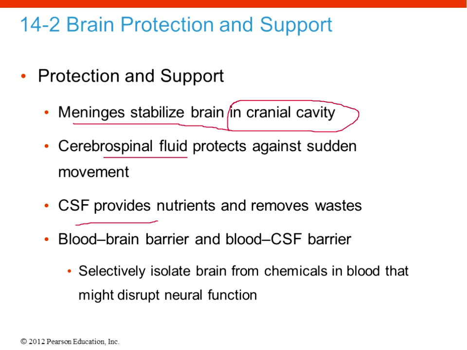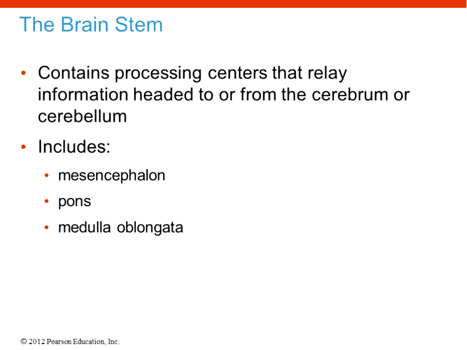CSF, but as I said, also provides nutrients and removes waste products. And the blood-brain barrier and blood CSF barrier, again, selectively isolate the brain from things or chemicals in the blood that might impact the nervous tissue or disrupt the neural function.